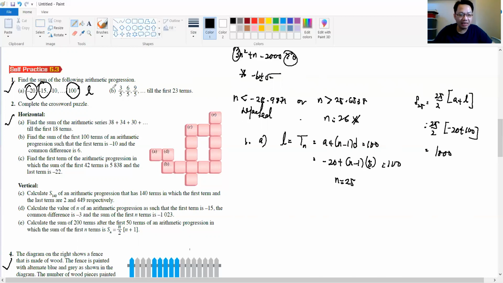So number 1B, this one, you need to find the sum of 23 terms. So I leave it for you to try. Okay, we already discussed this thing. Okay. So number 1. Number 2.